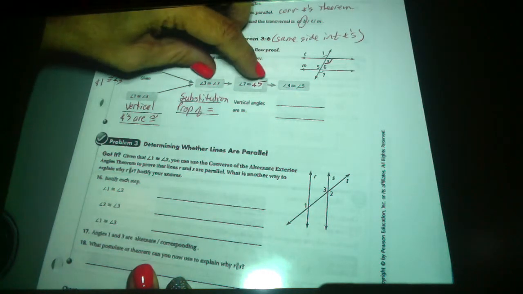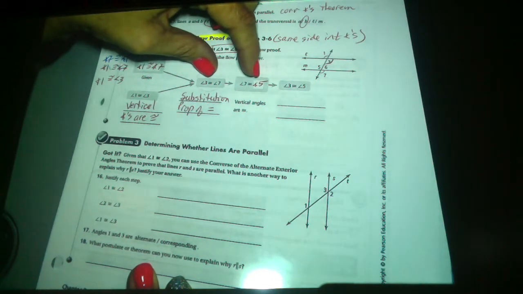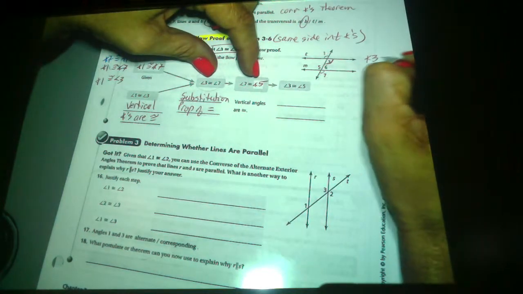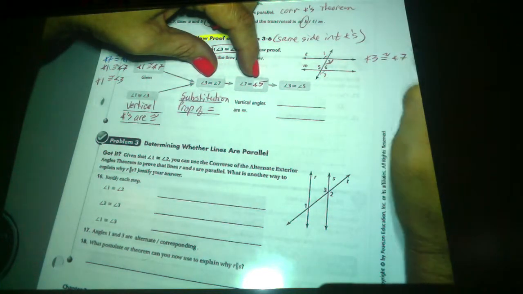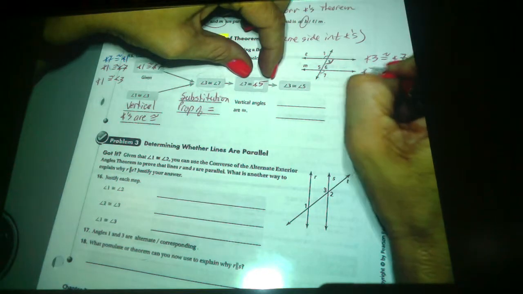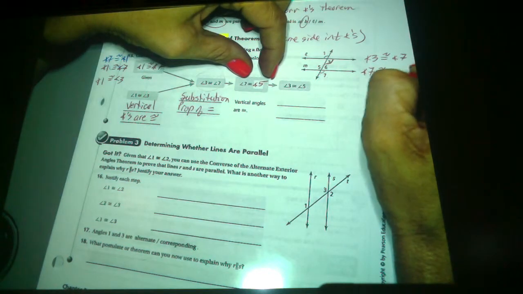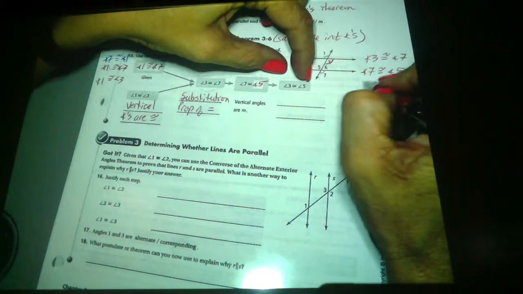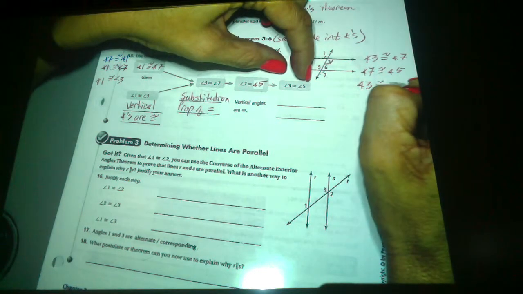So again, off to the side, I'm going to show you what we have. We have 1 is congruent to 3. Nope, that's not it. I want 3 and 5 and 7. 3, 5, and 7. So here we go. Angle 3 is congruent to angle 7. Then on this one, angle 7 is congruent to angle 5. So then your conclusion is that angle 3 is congruent to angle 5.